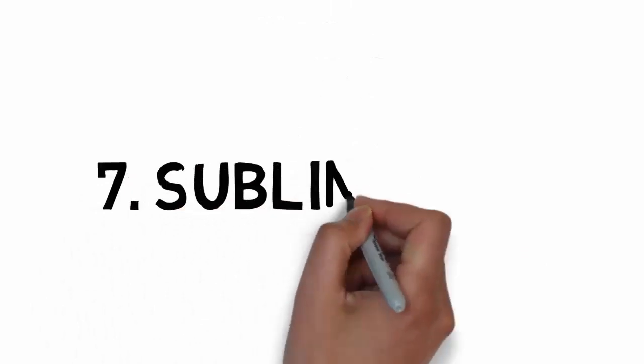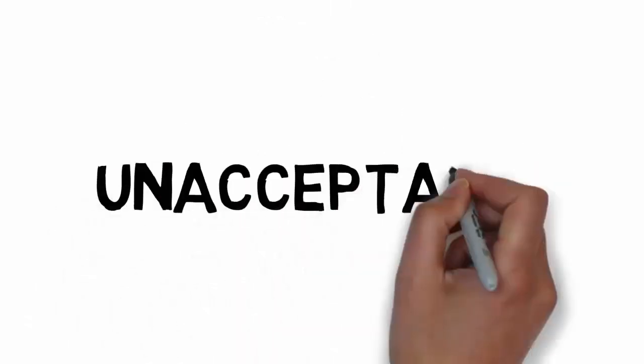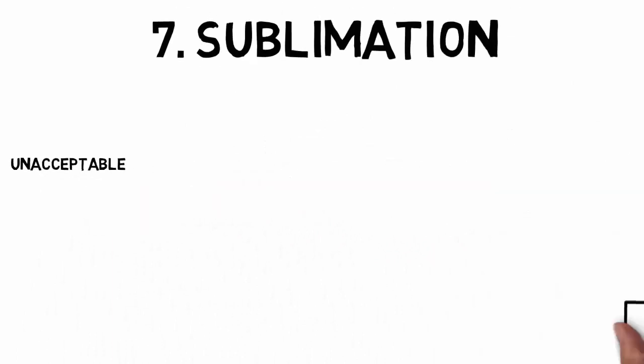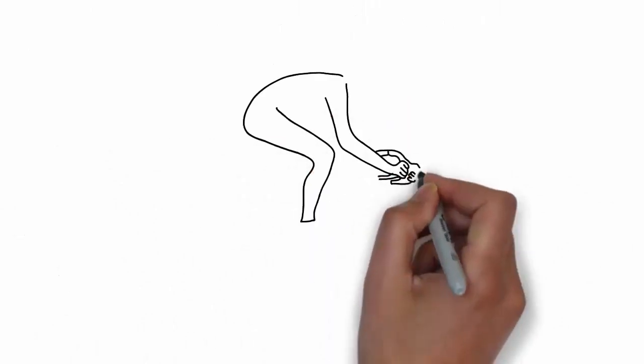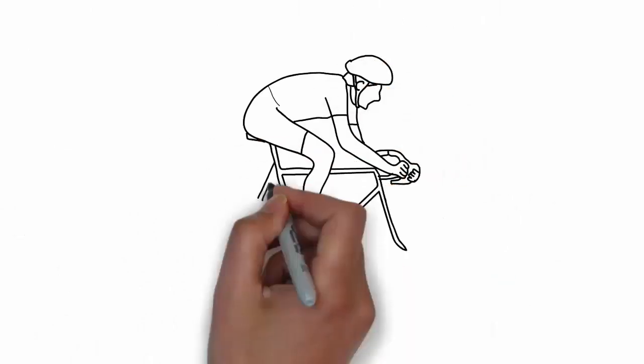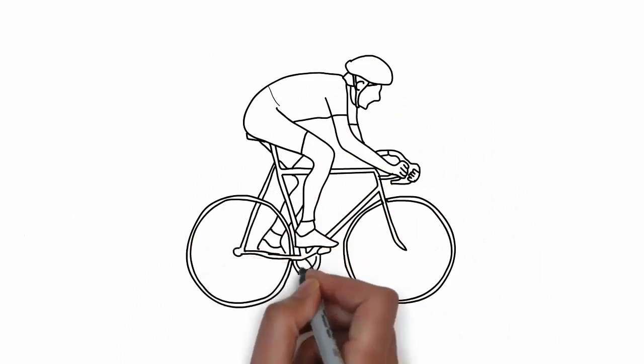Number 7 defense mechanism is called sublimation. The refocusing of unacceptable impulses, thoughts, and raw emotions into more acceptable ones. For example, a person who is experiencing aggressive impulses instead channels the energy.